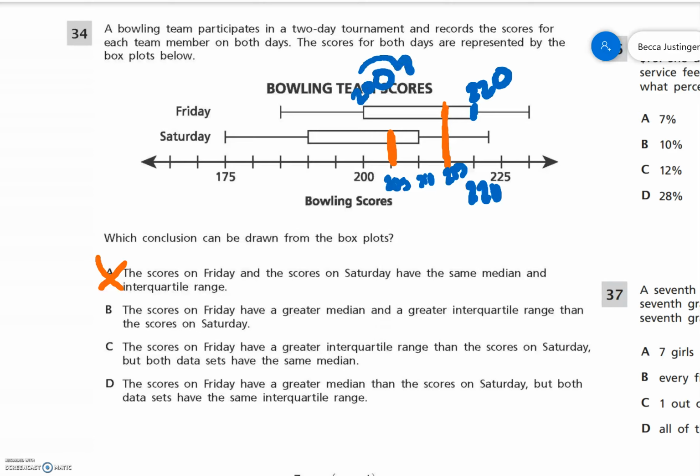So the interquartile range, remember it's the range, subtract those, is 20. And here this is going to be 195. This is 190. And this one is 210. So 210 minus 190 is again 20. So the scores on Friday have a greater median and a greater interquartile range. That's not true because their interquartile ranges are the same.